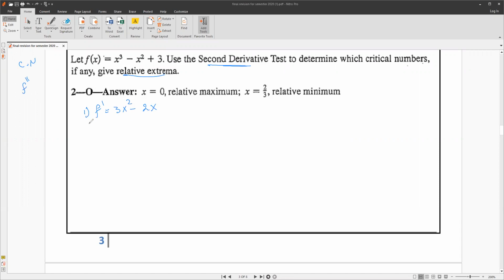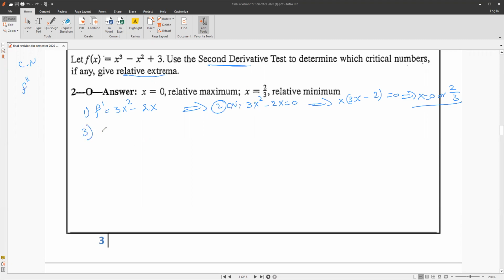Okay. From this one implies, step 2, find the critical number. 3x squared minus 2x equals 0 implies x common factor, x times (3x minus 2) equals 0, implies x equals 0 or 2 over 3. Critical numbers. Okay.